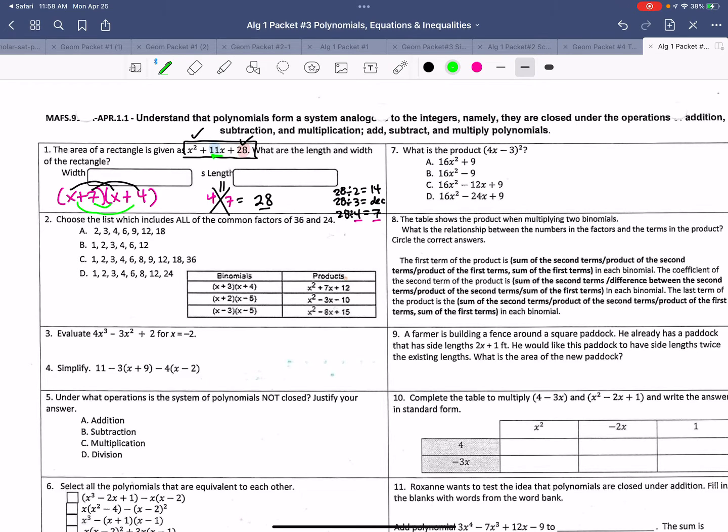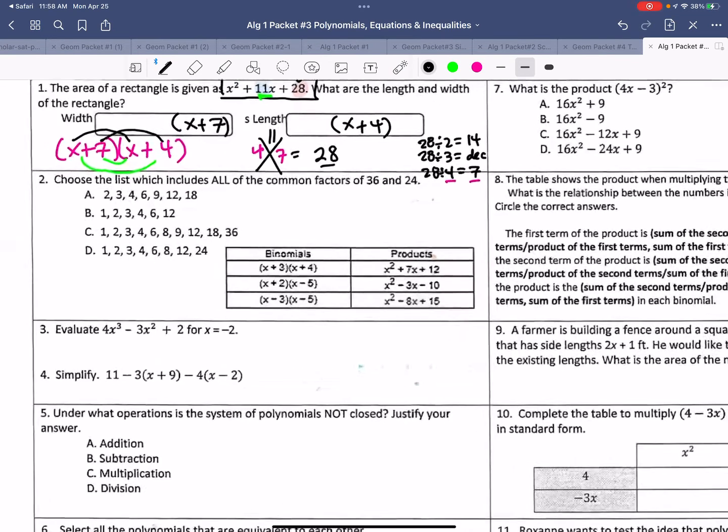Okay, so what is the width and what is the length? I don't think it matters. I'll just put one of these is width and one of these is length. So this was an interesting way to ask how to factor. Okay, let's do number 2.